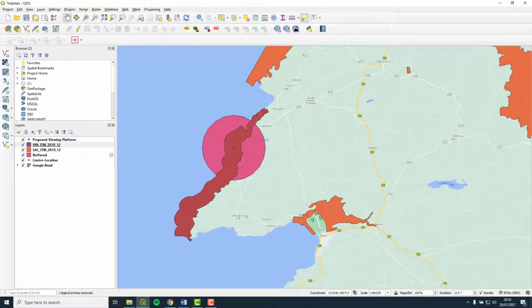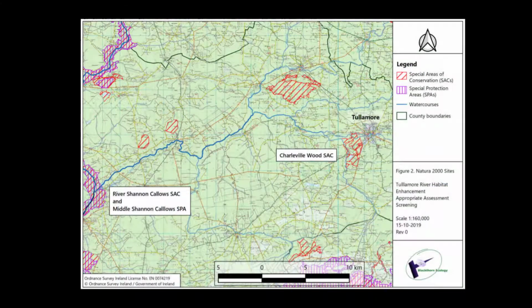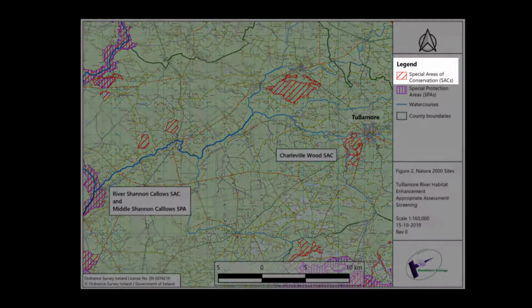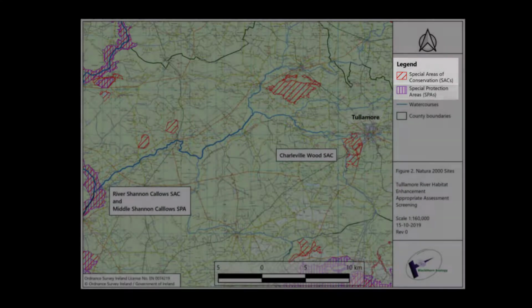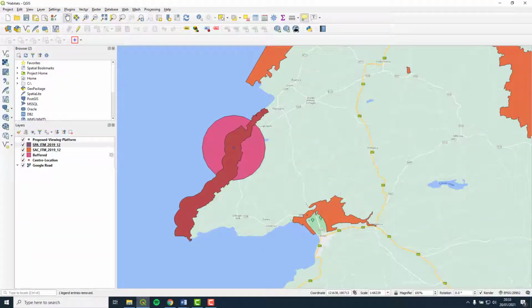Now we will edit the symbology of the SACs and SPAs. It is useful to follow best practice or find examples of how other people make their maps. The following example is from the Offaly County Council Tullamore River project. We can see that they have represented SACs by diagonal red hatching and SPAs by vertical purple hatching. For our map, we will replicate these symbology types.